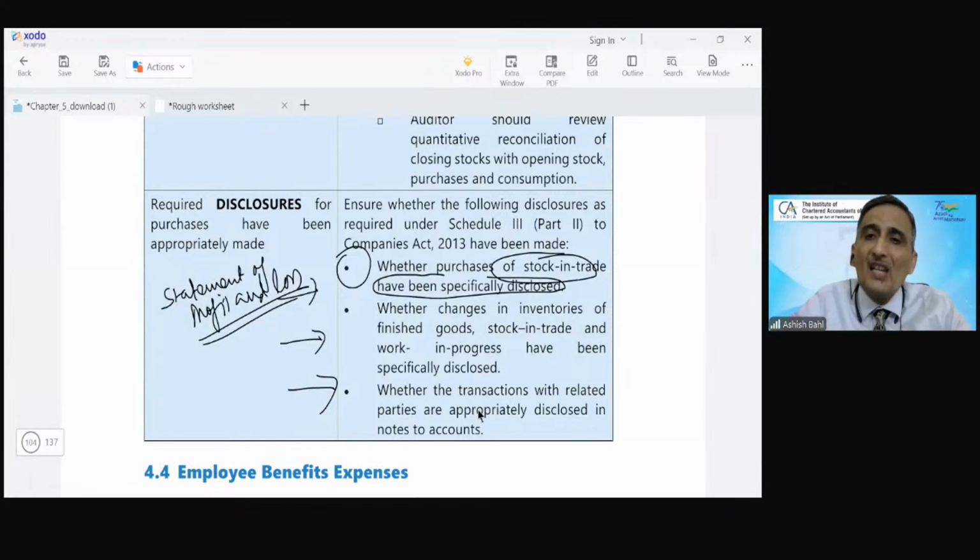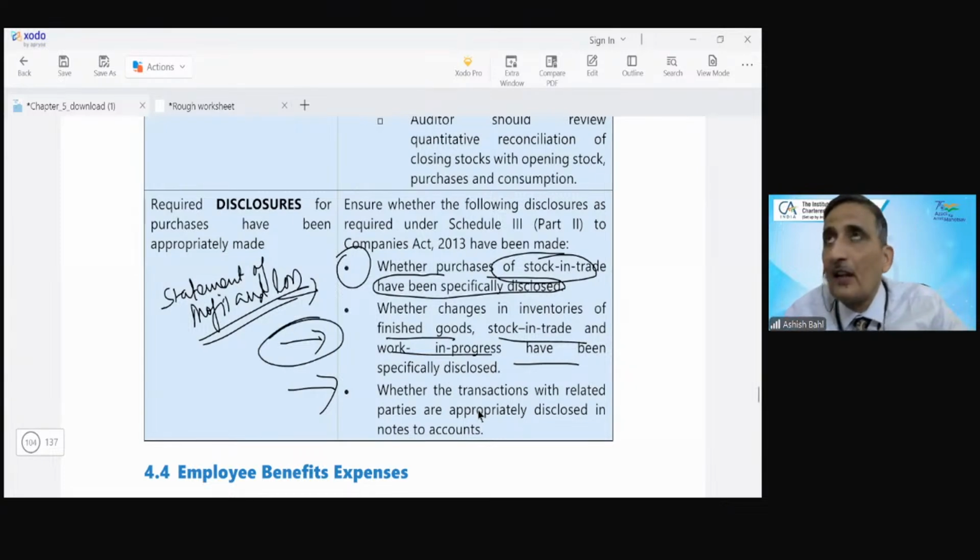Okay. And changes in inventories of finished goods, work in progress and stock in trade. This is again on the face of the statement of profit and loss, if you are able to recall Part 2 of Schedule 3. And transactions with related parties: same as in case of sales, a similar requirement was there in case of revenue. So a similar requirement is also there in case of purchases.